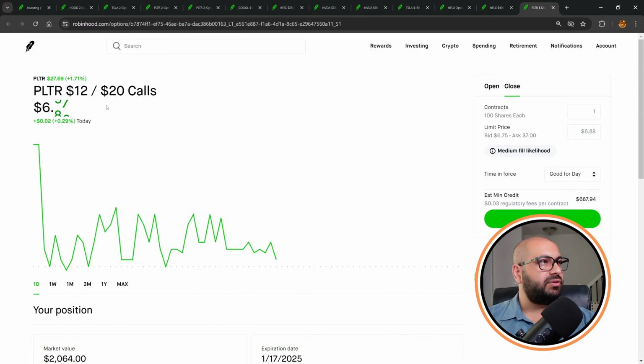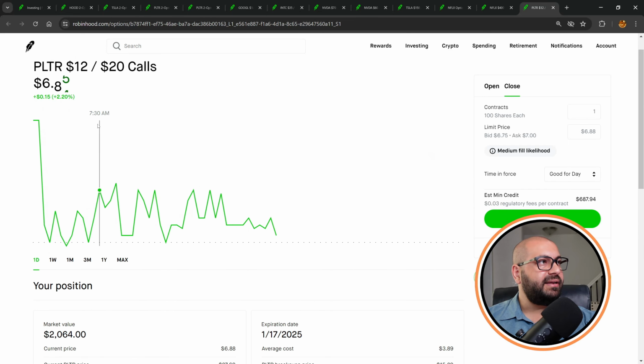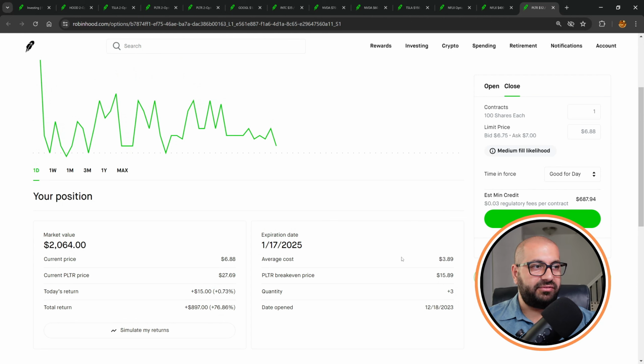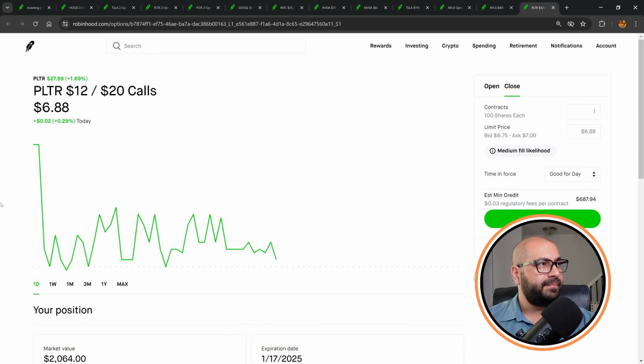And finally, let me show you the option that I have on PLTR. This is also a call debit spread. I am buying the $12 while simultaneously selling the $20. You can see here the average cost to me, I paid $389 per contract. I have 3 contracts that were opened on December 18, 2023, expiring at the beginning of next year, and I have an unrealized gain of 76% or $897. You can count the maximum profit, which is the difference between the 12 and 20, meaning $8 per share or $800 per contract. So I am going to wait for this contract to achieve its full value.